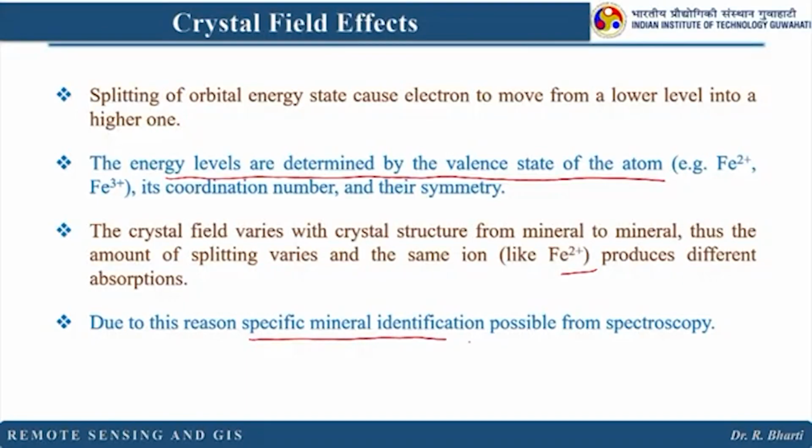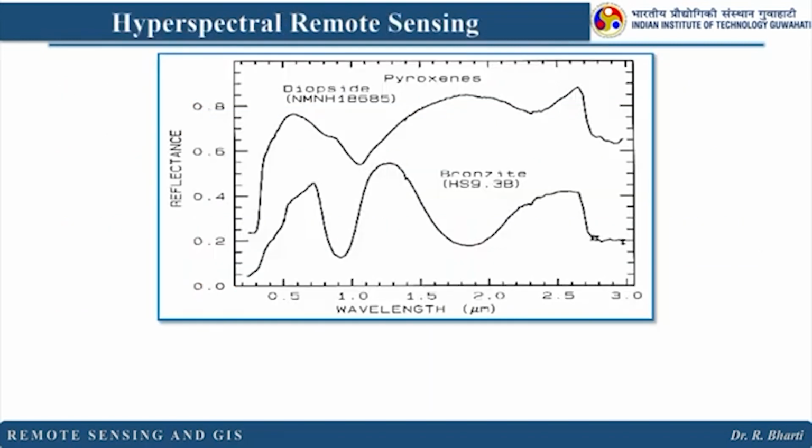And because of that, you are also getting different positions of the spectral feature. So, just imagine how accurate the information it can give you, right. Due to this reason, specific mineral identification is possible from spectroscopy. So, this is one example where I have put iron. Iron does not matter whether it is the same iron, but the valence state is different. So, it is producing different absorption features.